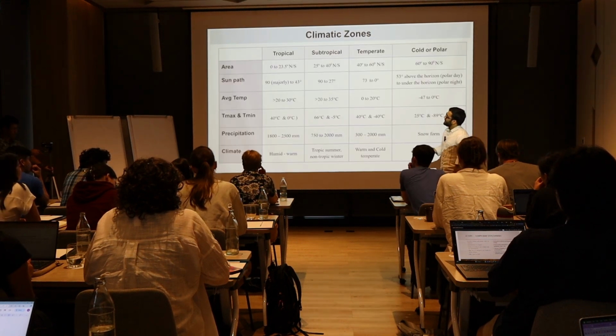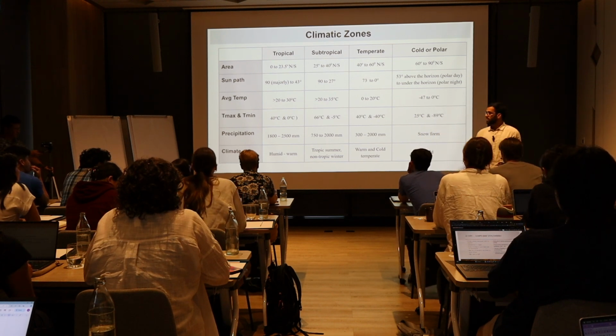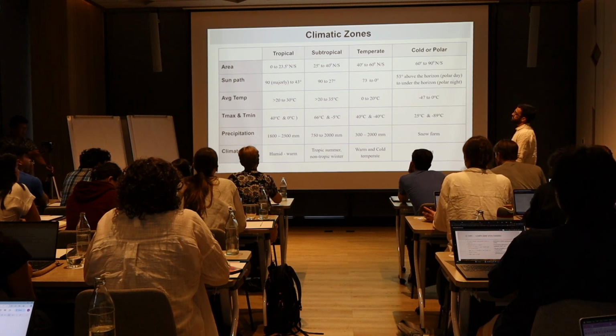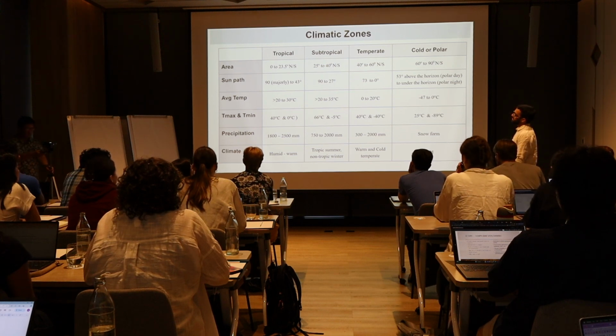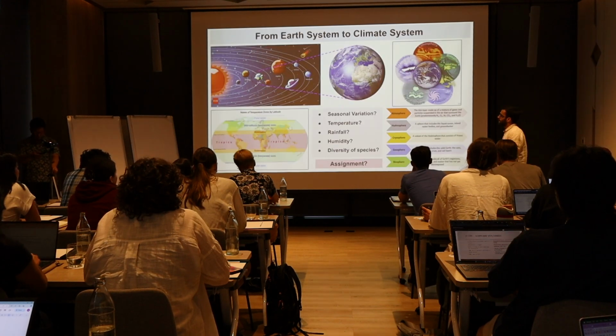Okay, these are some of the basic characteristics of the different climatic zones. Let us say if we see the tropical regions, the tropical region is basically from the equator to 23.5 degrees north or south. That is this region.